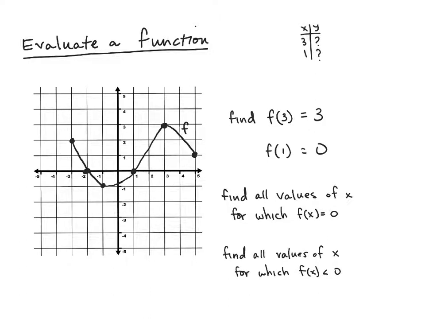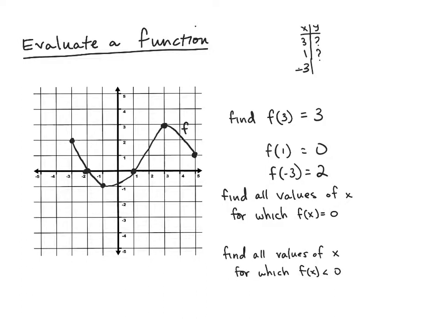If I had asked for another one, f of negative 3, well, the input is negative 3, so that's our x value. What's the y value there? Well, we have an x value here of negative 3. The y value is 2, so f of negative 3 equals 2. Now, some of the questions that are going to be asked in your homework go a little bit deeper than that. So now I'm asking you to find all values of x for which f of x is equal to 0.